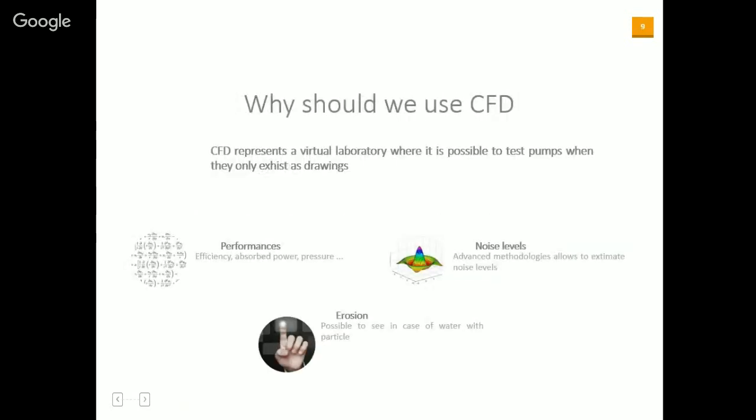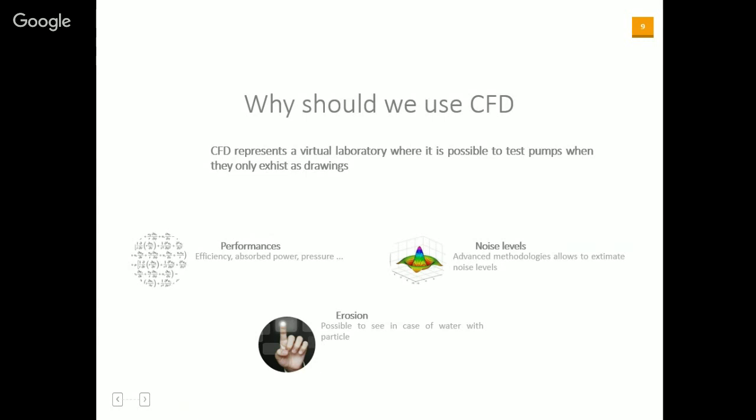Why should we use CFD? Well, most of us know that CFD means computational fluid dynamics. In other words, CFD stands for a virtual laboratory where it is possible to run tests. And by tests, I mean measuring quantities and performances of our products, such as pumps. And since we are working with a virtual laboratory, we are testing our pumps when there is no prototype yet.